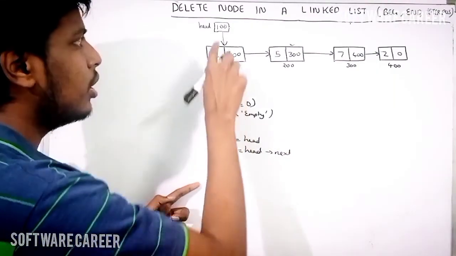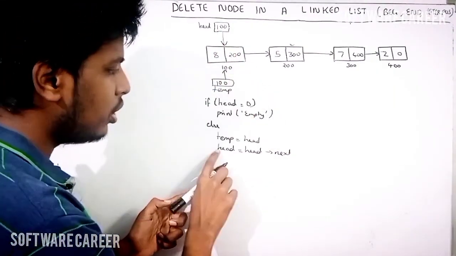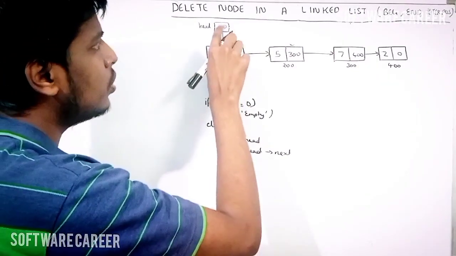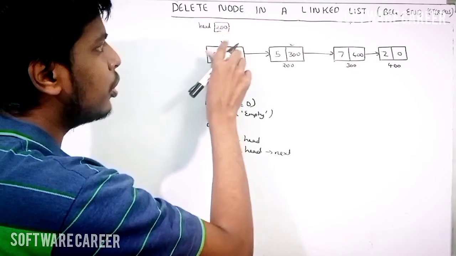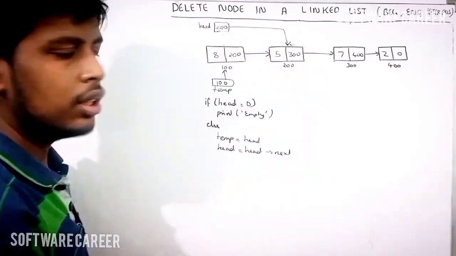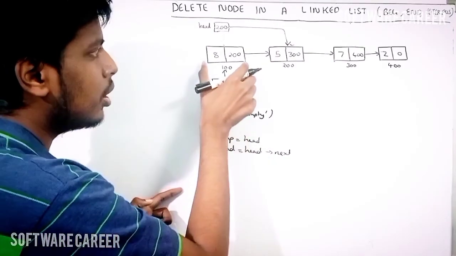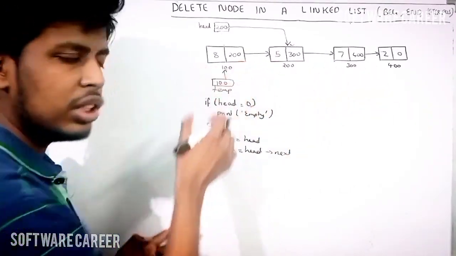Now head is what? Head is 100. 100's next is 200. That 200 is put on the head pointer. So this is 200 now. So this head pointer is pointing to the second node. Now see, now this is a garbage node. This is not part of the linked list. So you should remove this from memory.